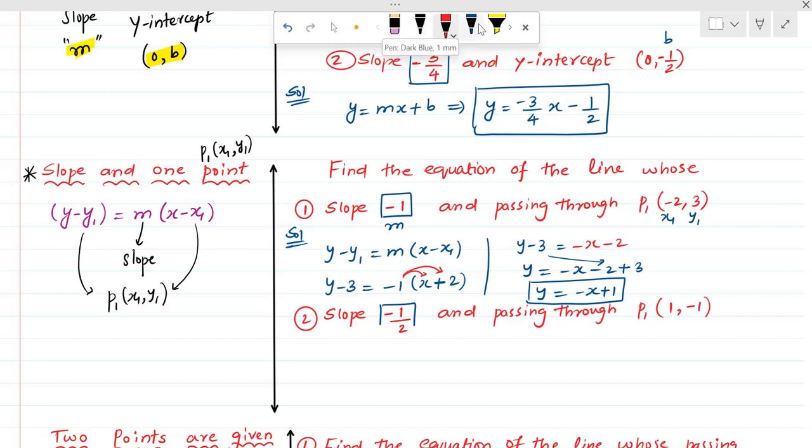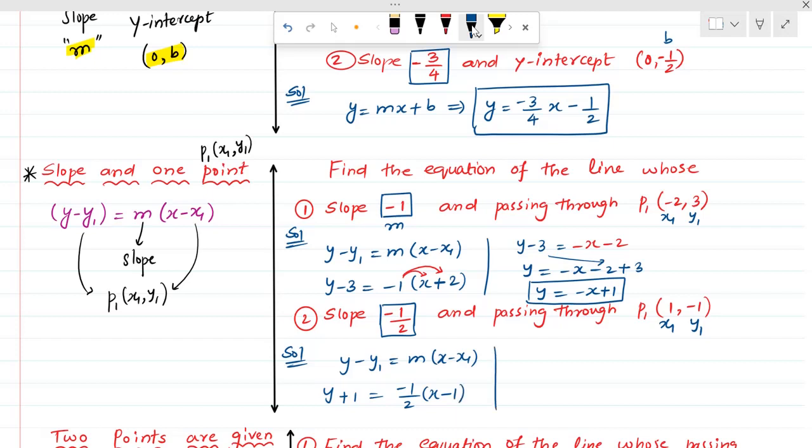So what is the slope? Minus half. And this is my x1, y1. Now just substitute the values here: y minus y1 equals m times x minus x1. So y minus of minus 1, this is plus, equals minus half times x minus 1. When you multiply inside, y plus 1 equals minus half x plus half.